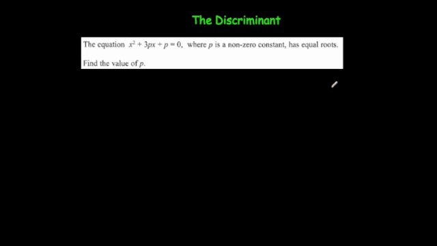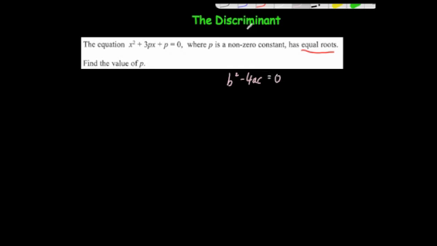Okay, let's have a look at some exam questions. So, here we've got the equation x squared plus 3px plus p is equal to 0, where p is a non-zero constant and it has equal roots. Find the value of p. So firstly, in a question like this, let's have a look at the information we've been told. We've been told it has equal roots. That means that b squared minus 4ac equals 0.